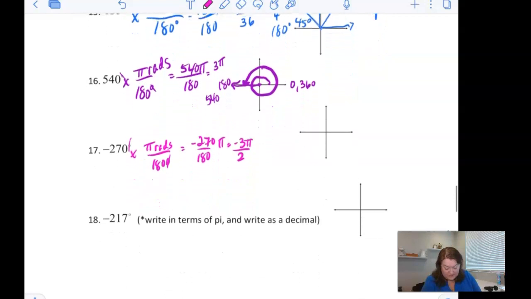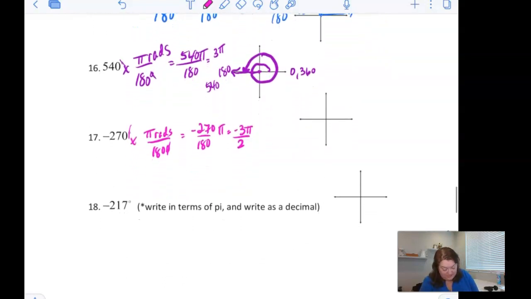If I was doing negative 270 on my own, I would know that this is 0, this is negative 180, this is negative 360. It's got to be somewhere in between there. So how much in between there? Well, I'm going to subtract it from 360. That's going to give me a 90. I know I'm going to be right here. And then I just have to show how I got here. So this would have been going around this way.